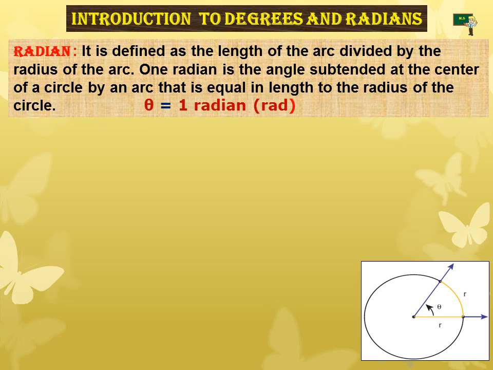Now let me introduce what we mean by the radian. Radian is defined as the length of the arc divided by the radius of the arc. Length of the arc divided by the radius of the arc. 1 radian is the angle subtended at the center of the circle by an arc that is equal in length to the radius of the circle. So theta is equal to 1 radian.